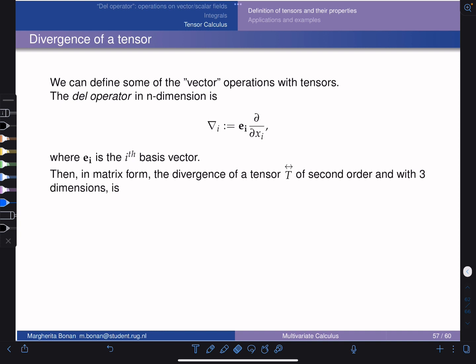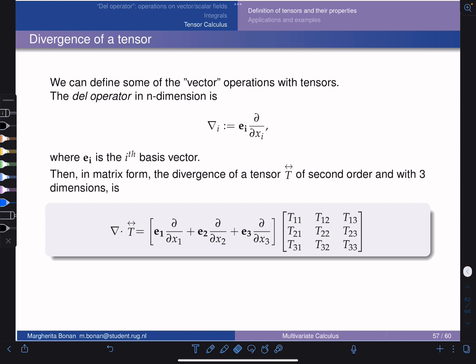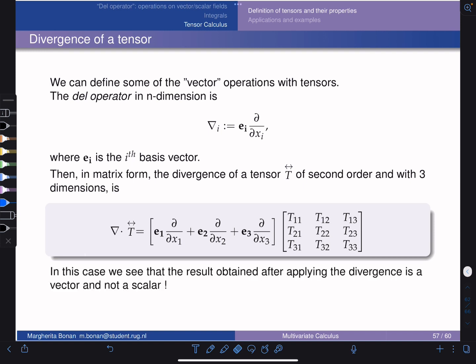Then, in matrix form, the divergence of a tensor of second order and with 3 dimensions, that is the most familiar to us, can be seen in this way. Here we see the del operator for 3 dimensions, and this one is our tensor. In this case, we see that the result obtained after applying the divergence is not a scalar but a vector, while every time we would apply the divergence to any vector field, we would obtain a scalar.